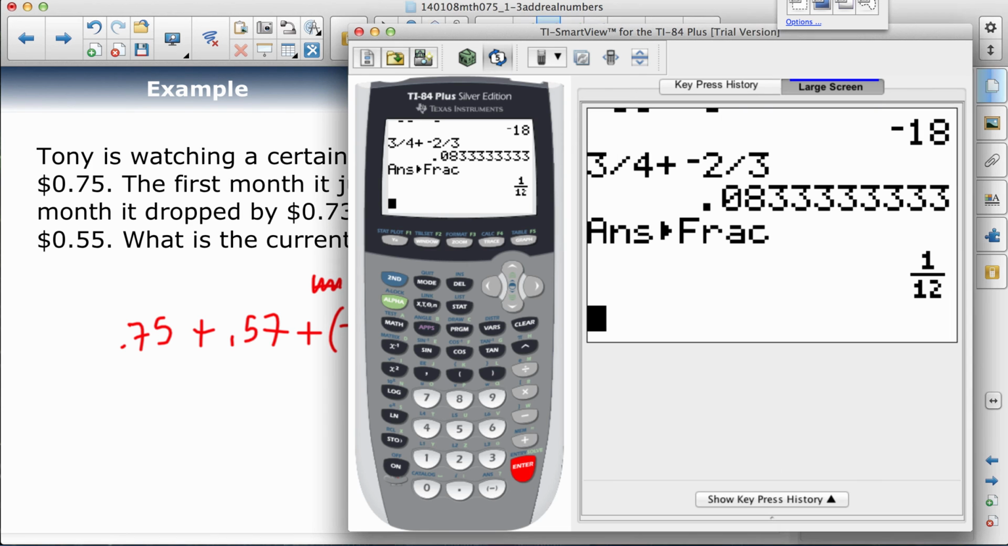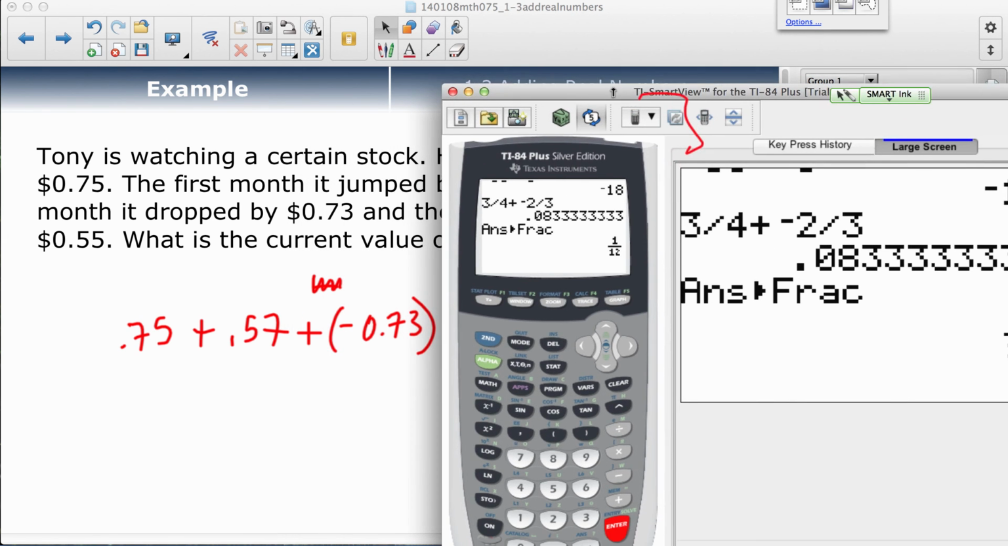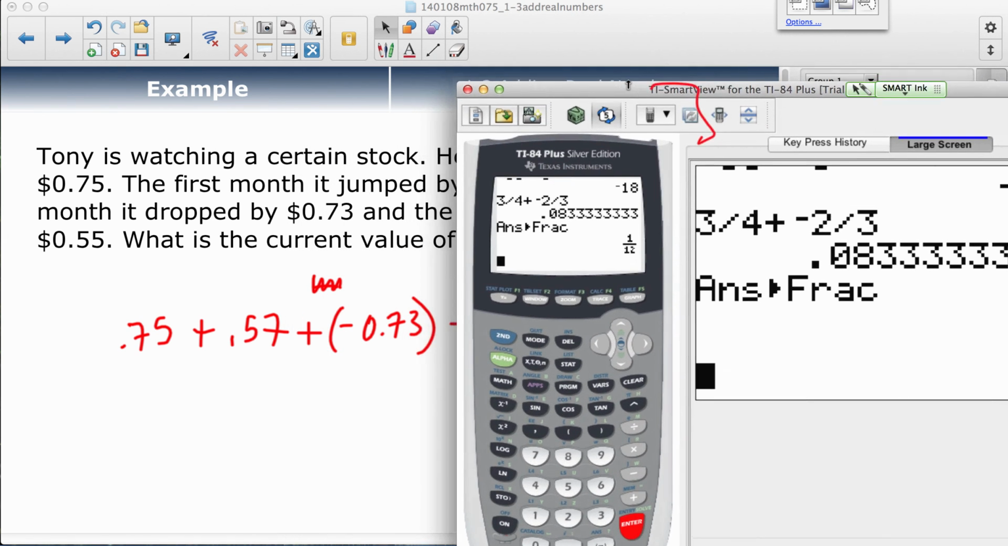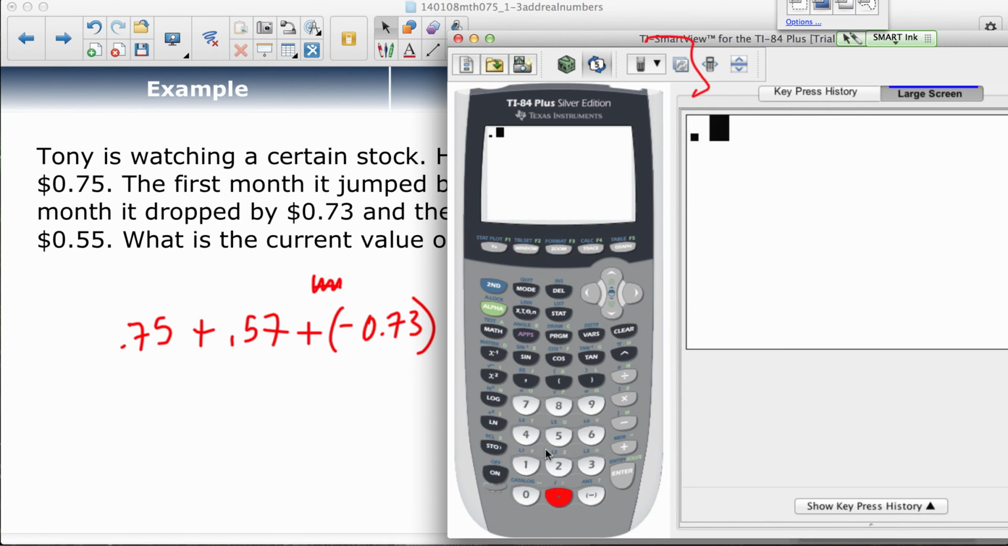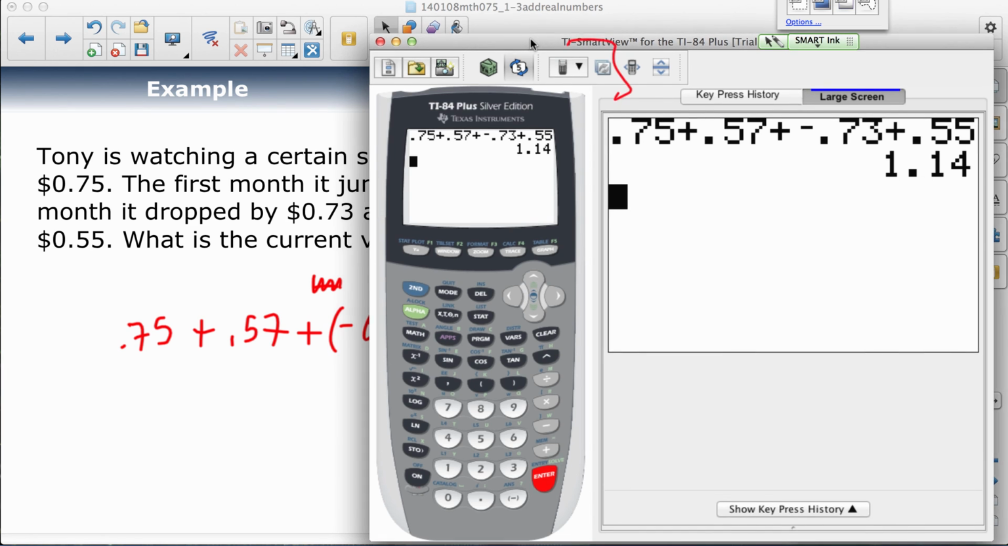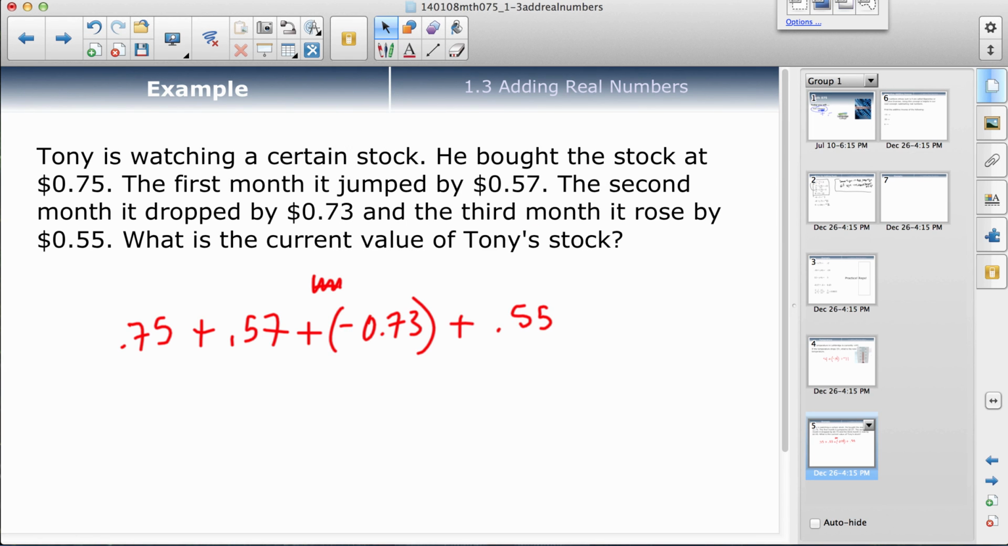Let's just do this one quickly on the calculator here. So let's clear things. So 0.75 plus 0.57 plus a negative 0.73 plus a 0.55 equals 1.14. Can you see that? 1.14. So at the end of this, he would be up 1.14. That would be the current value of the stock.